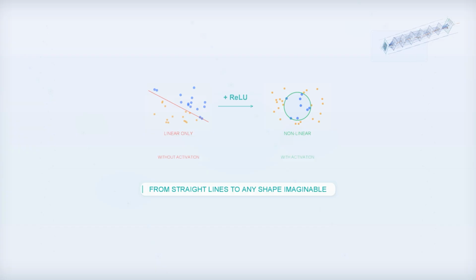Without activation, only straight decision boundaries. With activation, the network can model any shape imaginable. Spirals, circles, and complex regions all become possible. That's why ReLU appears in nearly every modern network. A beautifully simple function that unlocks infinite complexity.